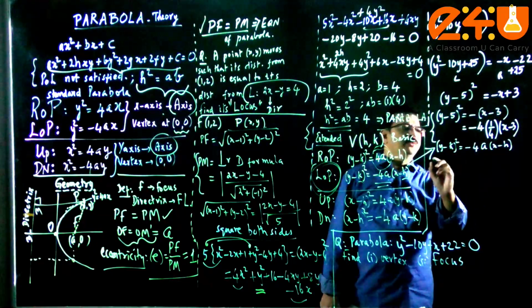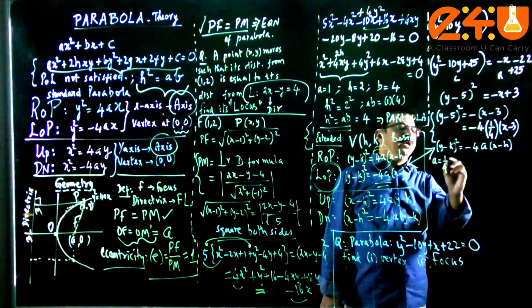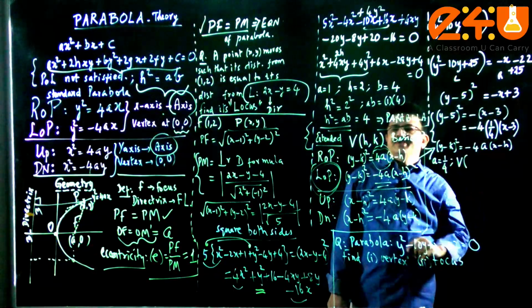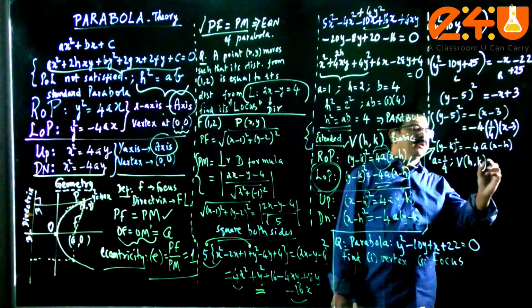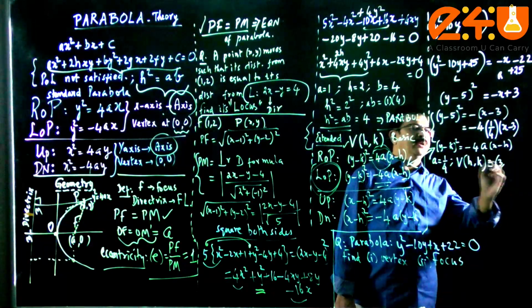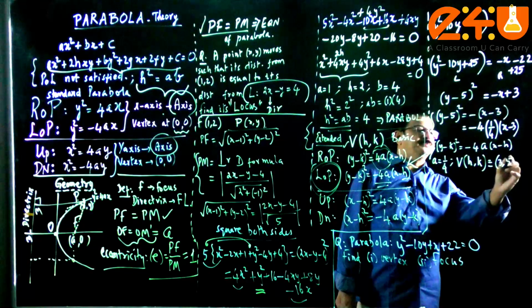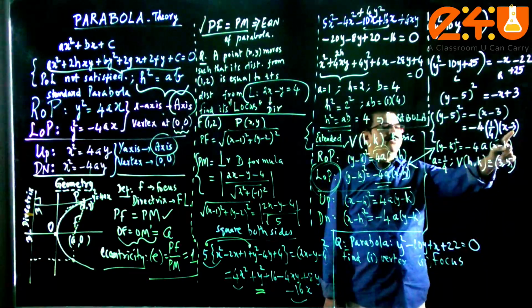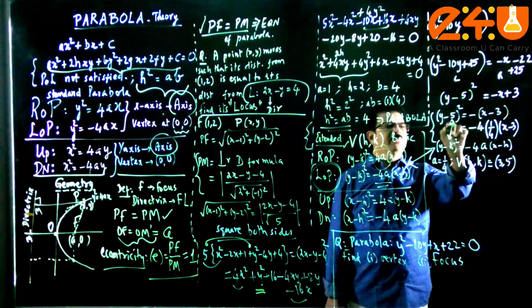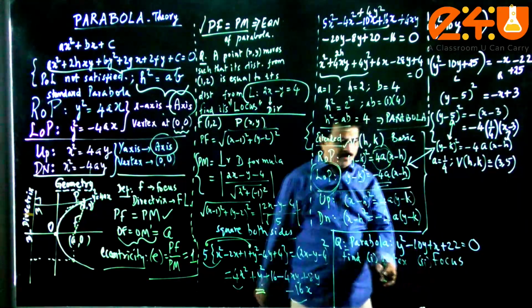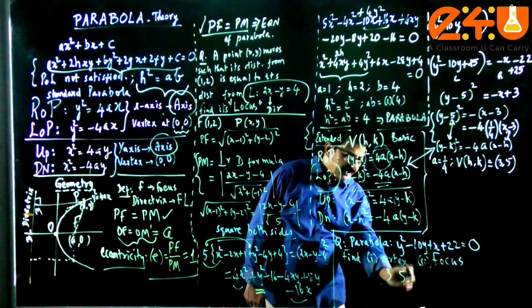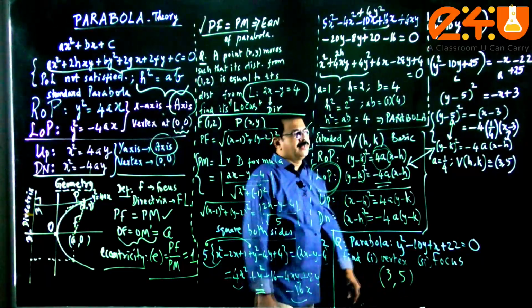So what is the a value? 1 by 4. And the vertex is, as I told you, h comma k, very simple. h comma k is ready for you. This is the same as 3 comma 5. h is compared with 3, k compared with 5. So the vertex, you are able to write the answer. It is 3 comma 5.